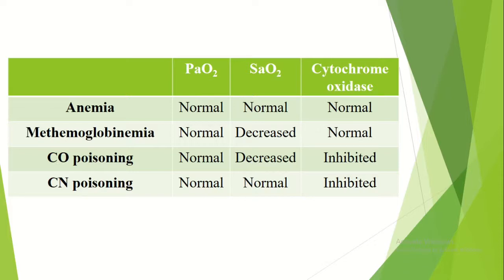So as you can see, the partial pressure of oxygen in the arteriole is normal in all of these conditions. The oxygen saturation is decreased in methemoglobinemia and in carbon monoxide poisoning, and cytochrome oxidase is inhibited in carbon monoxide poisoning and in cyanide poisoning. And this is the end of this video.